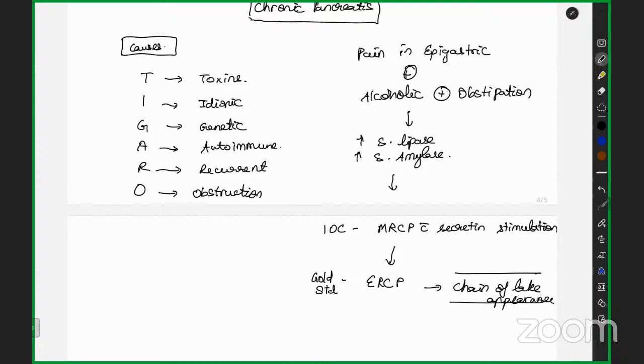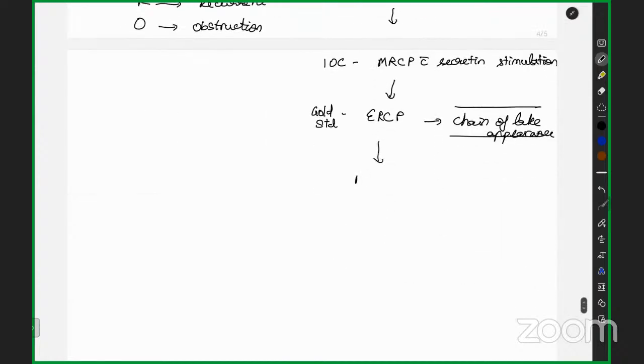When you find a chain of lakes appearance, the next step is we diagnose it, and now we are going to manage this patient. How are we going to manage this patient? First, the patient will have pancreatic insufficiency, that is for sure. So there will be reduced insulin secretion, so you have to manage with insulin and oral hyperglycemic drugs.